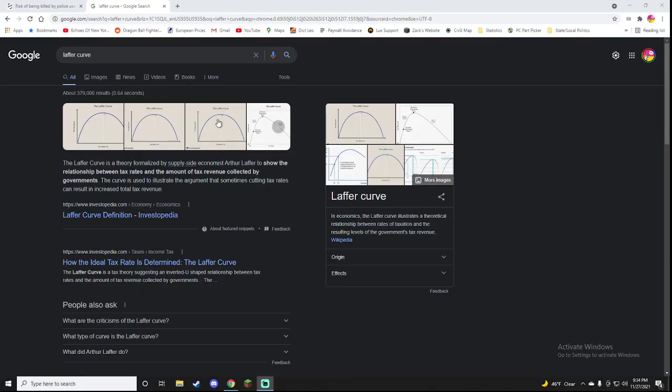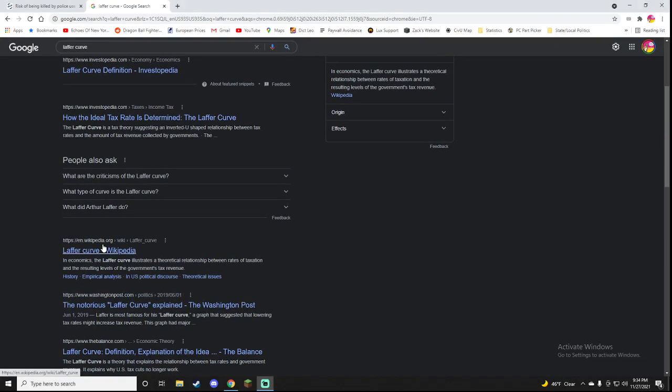Okay. So, first thing we're going to be looking at is the Laffer Curve. I have no idea what this is. The Laffer Curve.